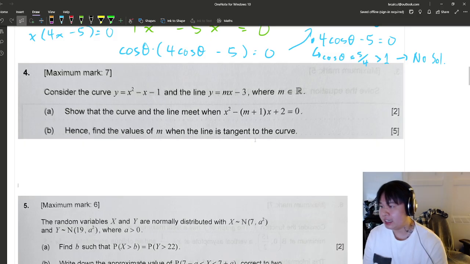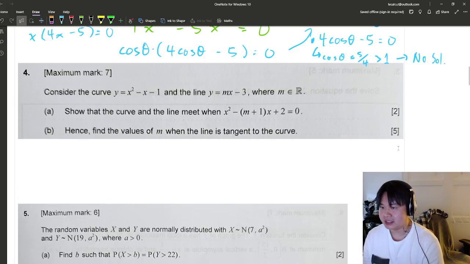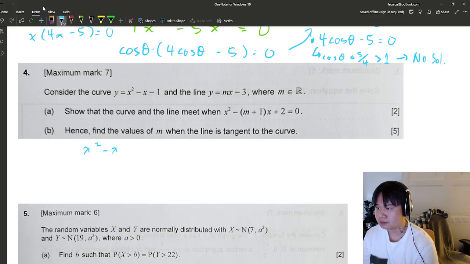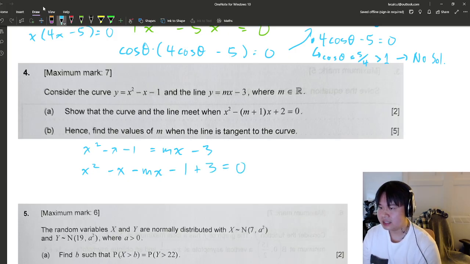Okay, second one, we got a parabola and a line. They are going to intersect somewhere. Okay, easy enough. Intersections mean that their y values are equal, so we can just equate the two. And then we're just going to rearrange this, and it will turn into part A. So everything goes to one side, plus 3 equals 0. And then, right, you factor out the x here.